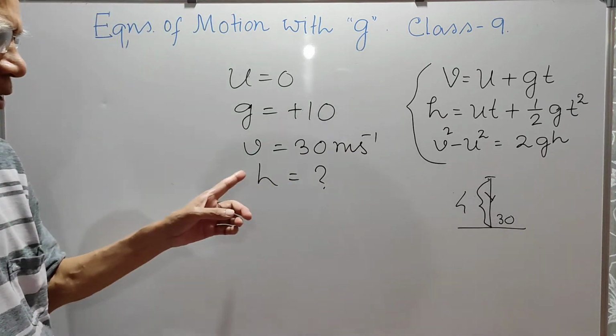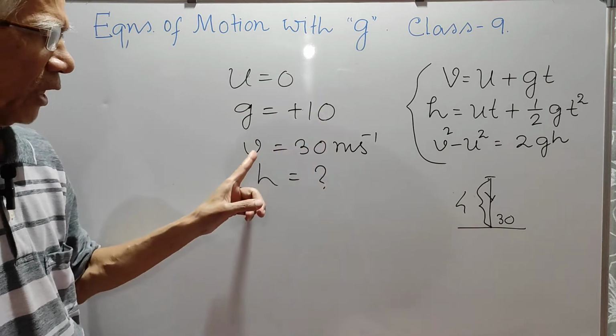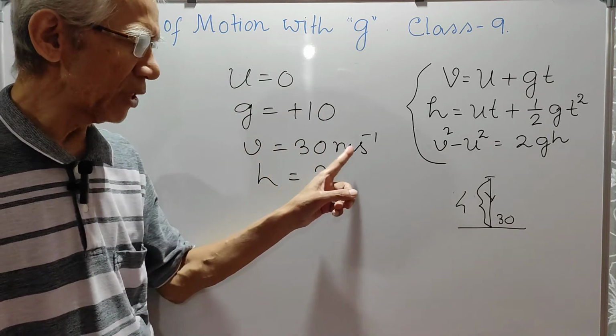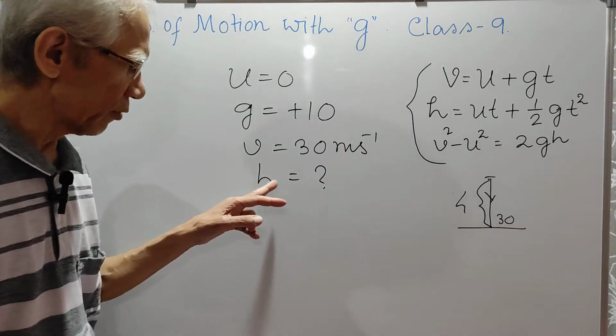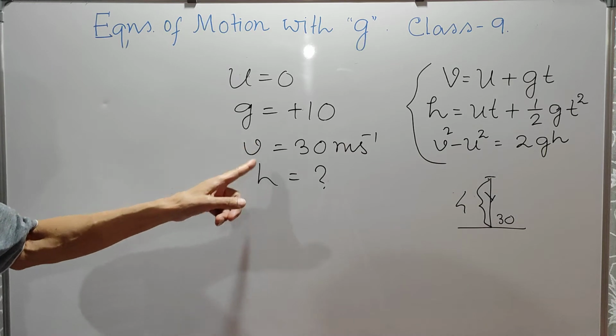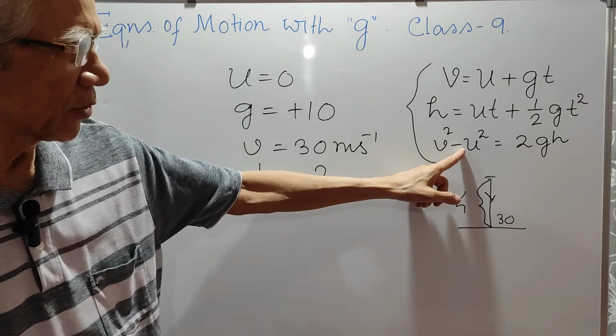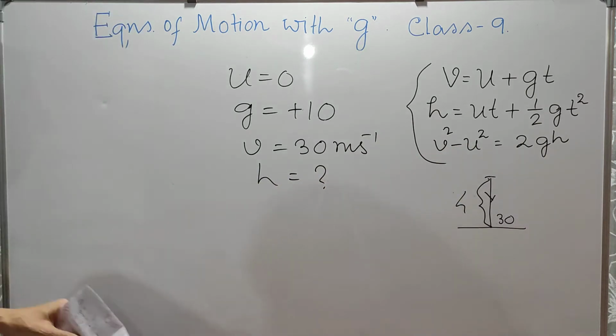So the body was dropped from a certain height, so u equal to 0, g is 10, and with this velocity, 30 meter per second, it hits the ground. So that is the final velocity. You have to find the height from which it was dropped. Now, these four letters, u, g, h, v, are present where? In this third equation. So we'll use the third equation.